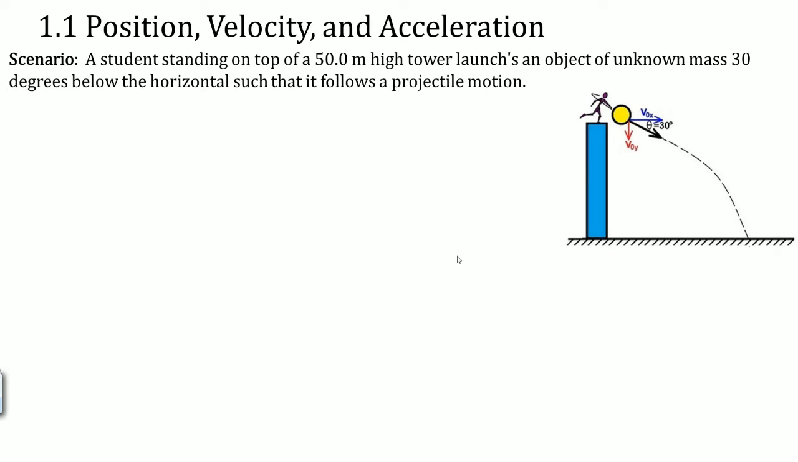Scenario: a student stands on top of a 50.0 meter high tower, launches an object of unknown mass 30 degrees below the horizontal, such that it follows a projectile motion. Question: graph the following motion graphs.